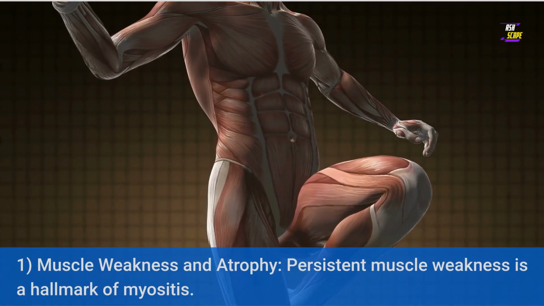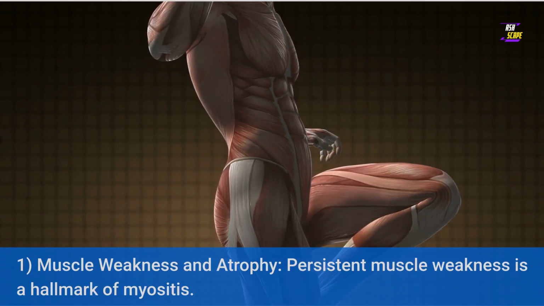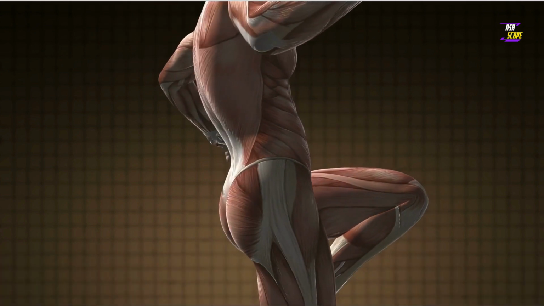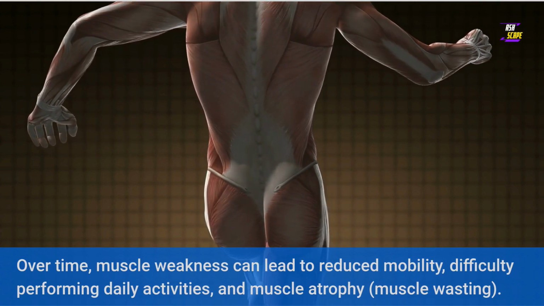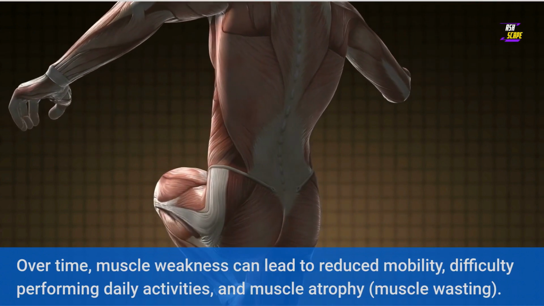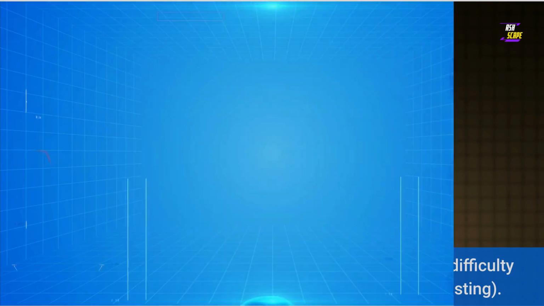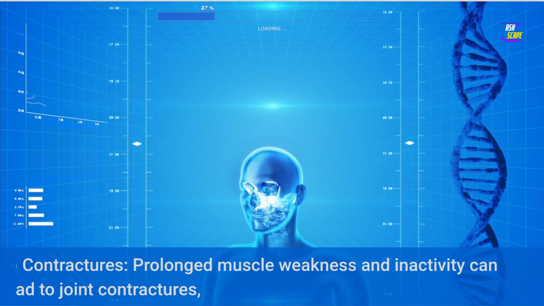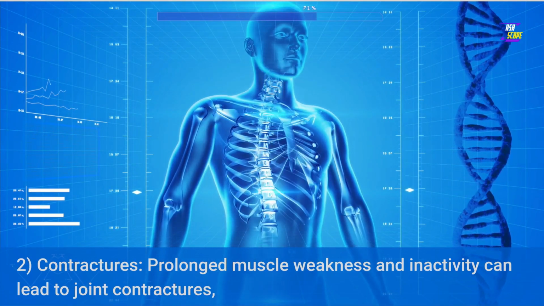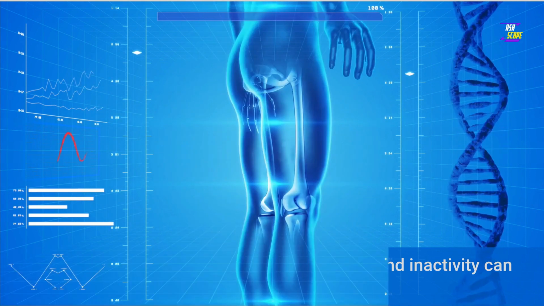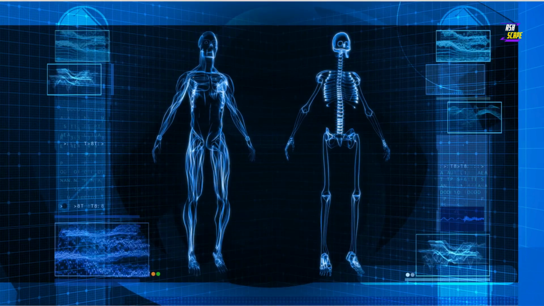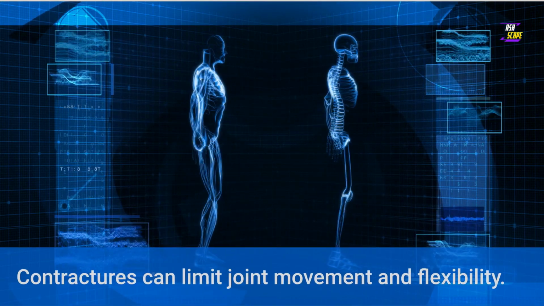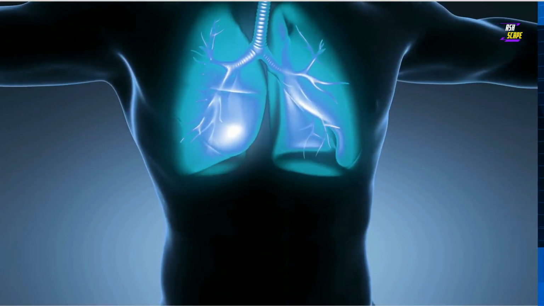1. Muscle weakness and atrophy. Persistent muscle weakness is a hallmark of myositis. Over time, muscle weakness can lead to reduced mobility, difficulty performing daily activities, and muscle atrophy, muscle wasting. 2. Contractures. Prolonged muscle weakness and inactivity can lead to joint contractures, which are permanent or semi-permanent tightening of the joints. Contractures can limit joint movement and flexibility.